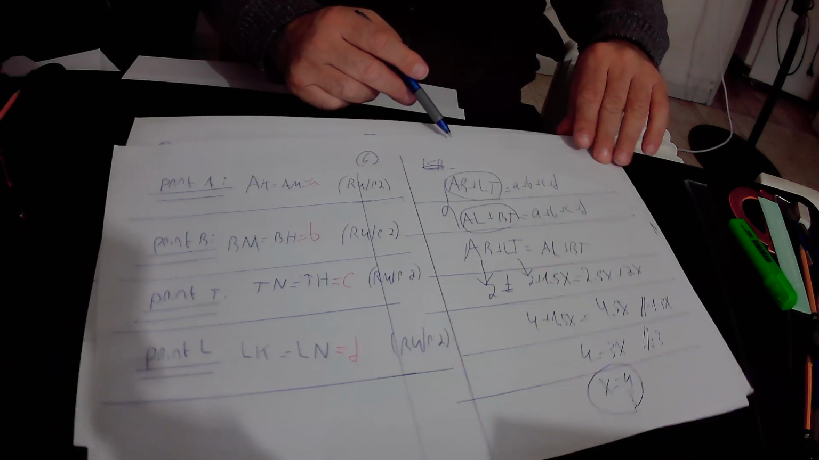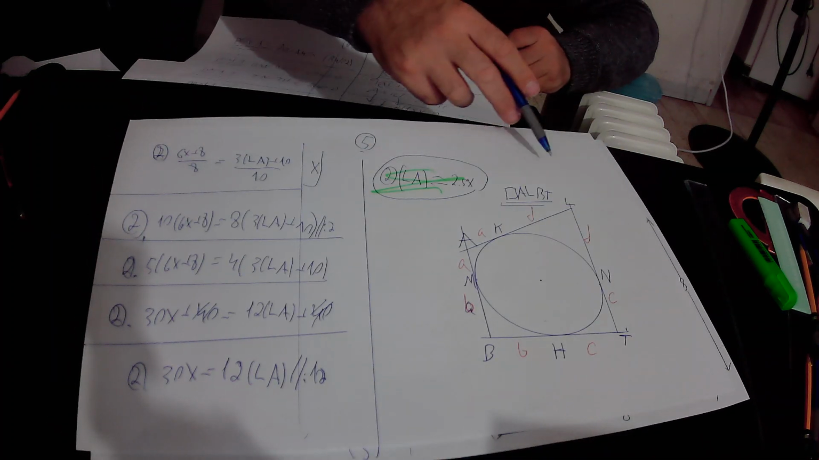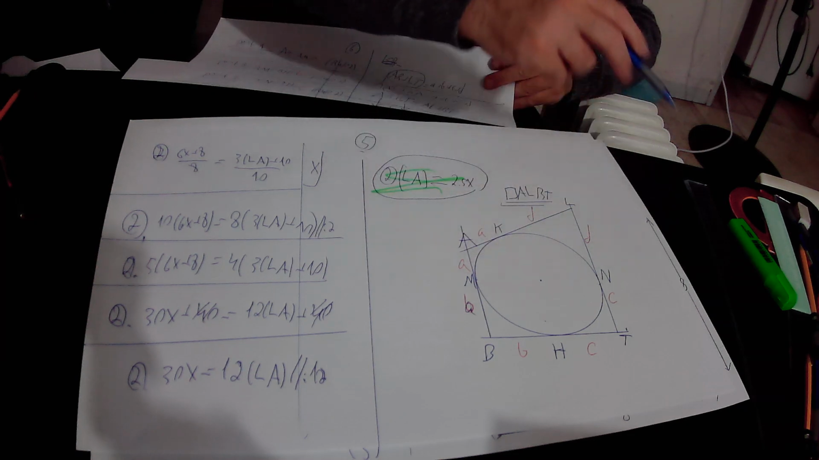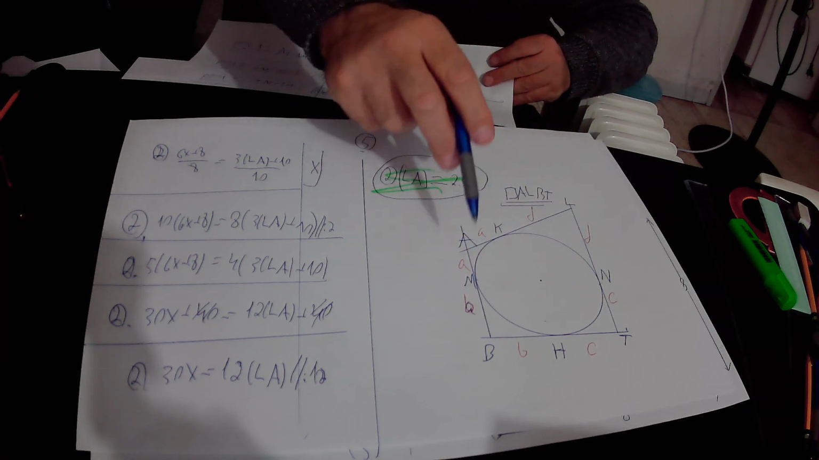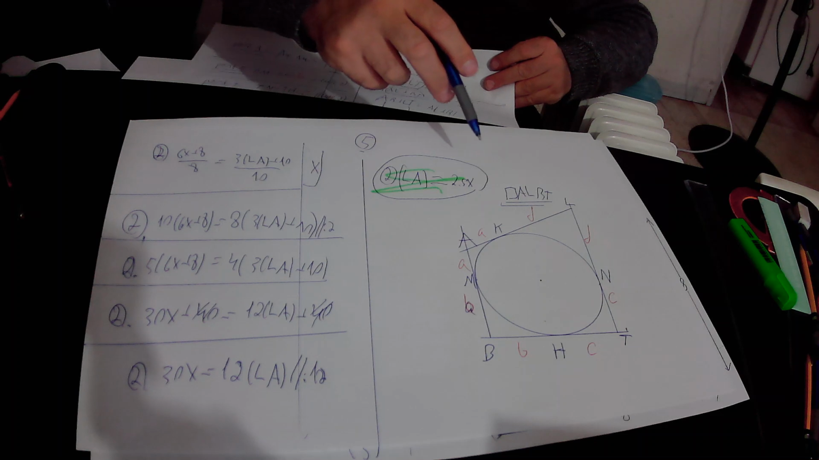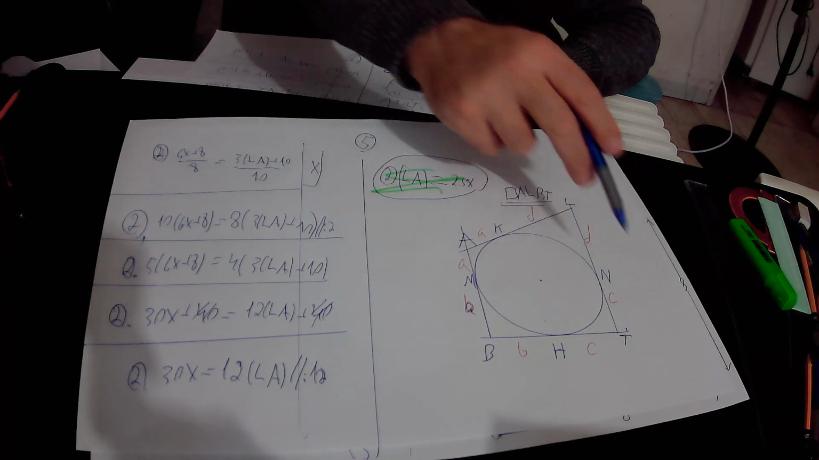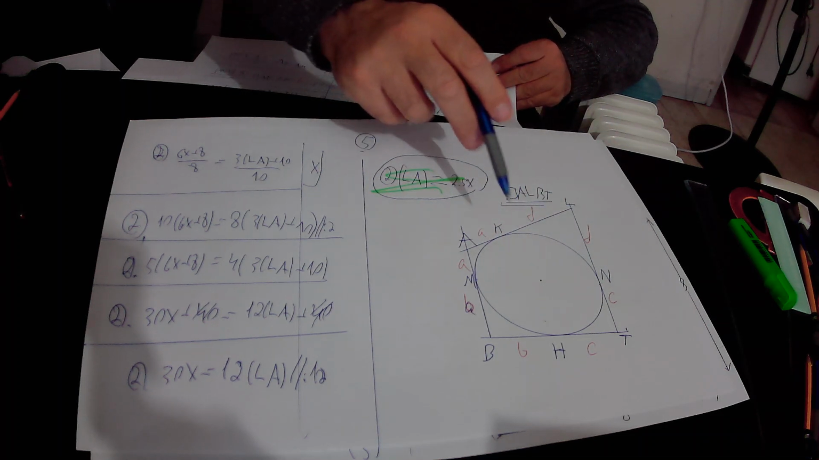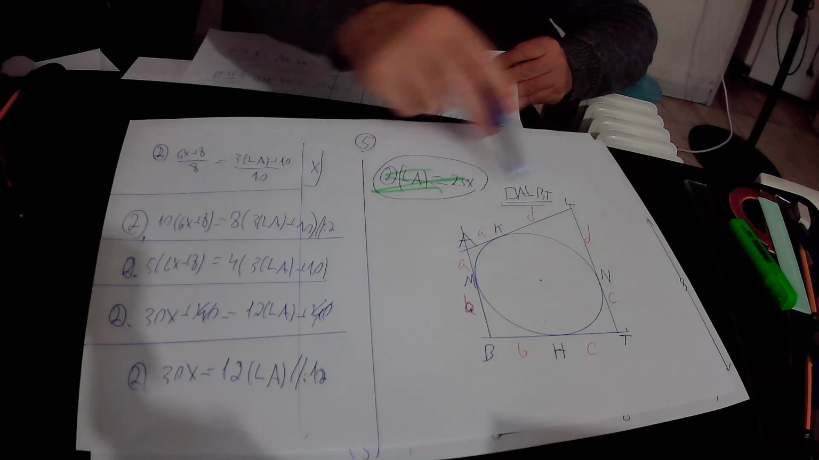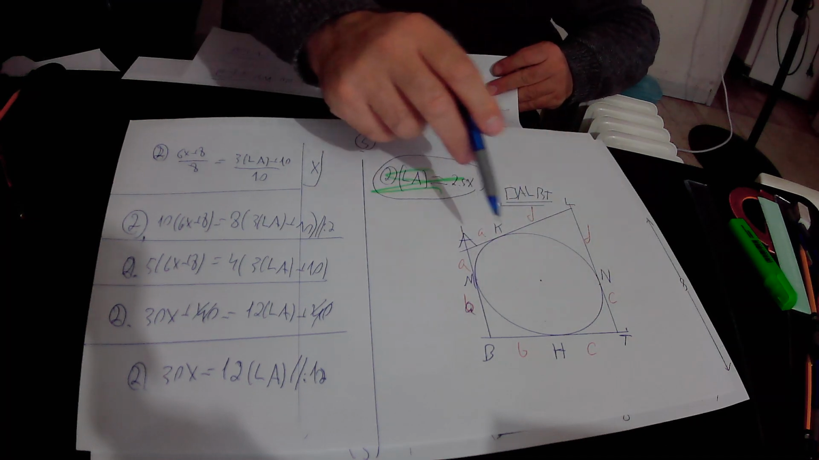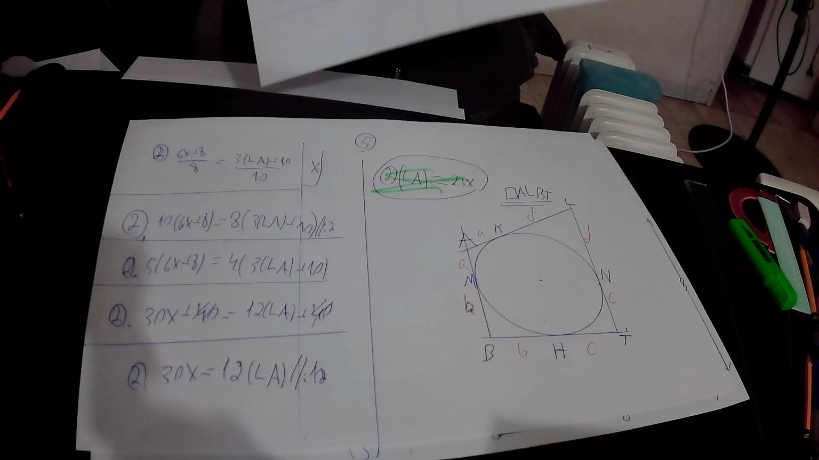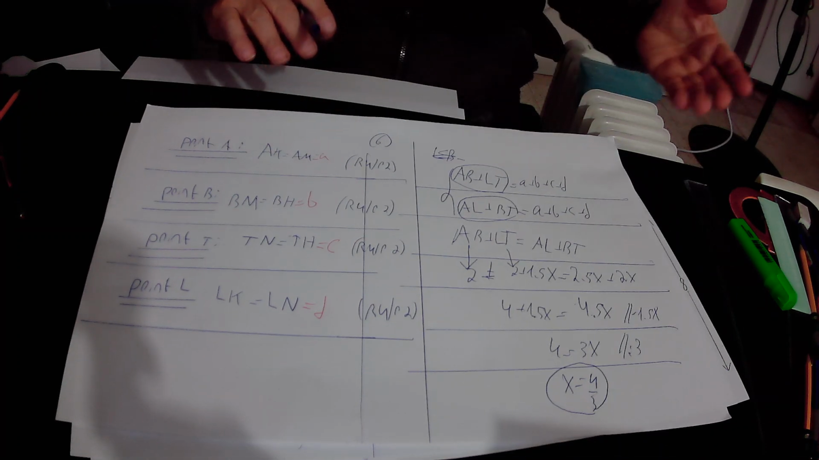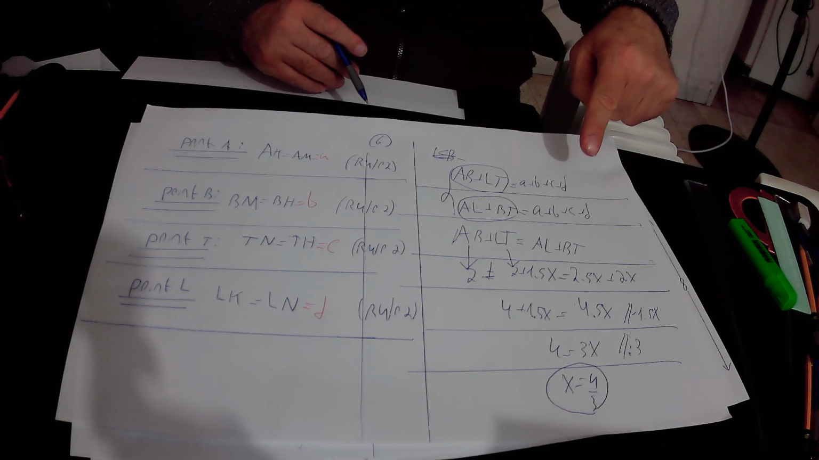Then we add side AL to the opposite side, side BT. What is the value of AL plus BT? From the drawing it is very easy to see that AL plus BT in total equals A plus B plus C plus D. So AL plus BT also equals A plus B plus C plus D.